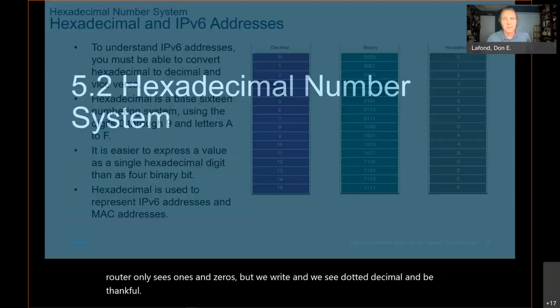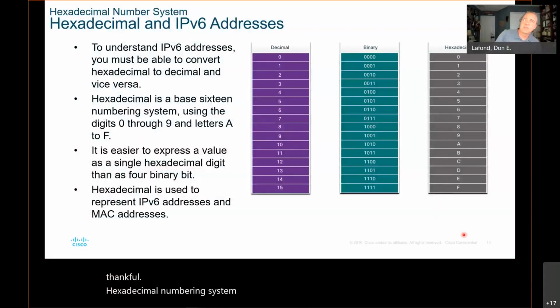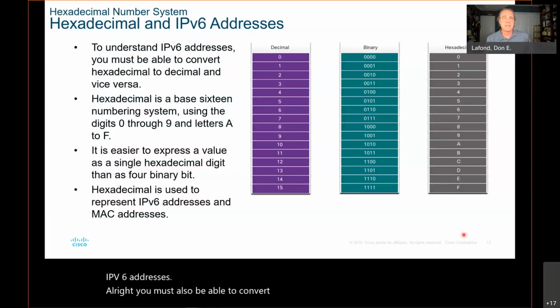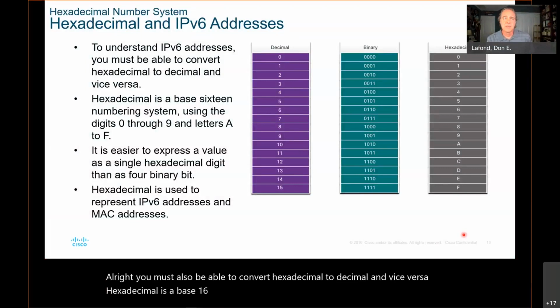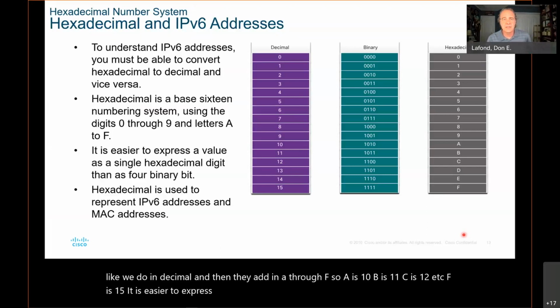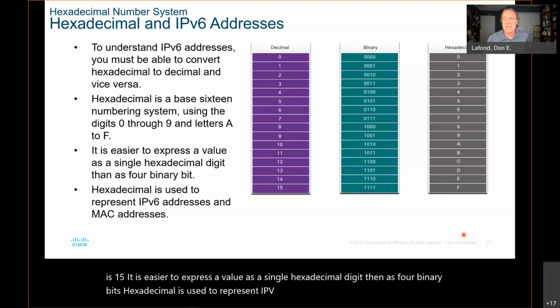Hexadecimal numbering system. Well, IPv6 uses hexadecimal, so we have to understand IPv6 addresses. You must also be able to convert hexadecimal to decimal and vice versa. Hexadecimal is a base 16 numbering system that uses the digits 0 through 9, just like we do in decimal, and then they add in A through F. So A is 10, B is 11, C is 12, etc. F is 15. It is easier to express a value as a single hexadecimal digit than as 4 binary bits. Hexadecimal is used to represent IPv6 addresses and MAC addresses.